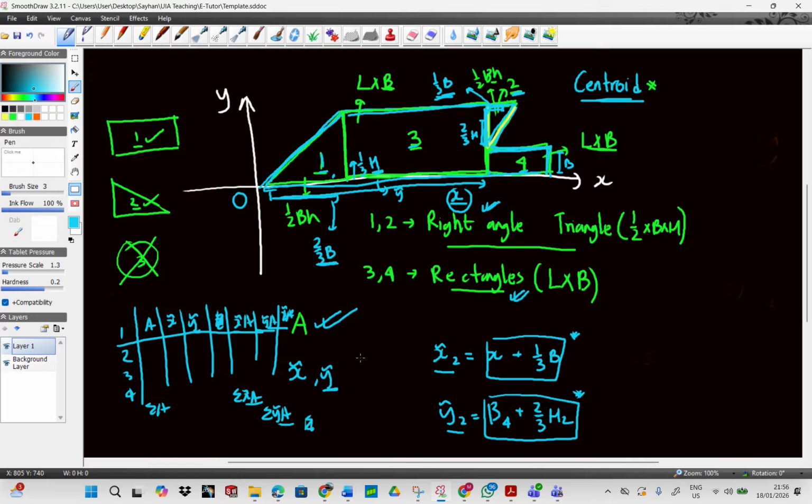And then you can easily find your x bar and y bar. You remember your x bar is just simply summation of x tilde a over summation of a, and your y bar is just summation of y tilde a over summation of a. Is it clear, guys, so far? Actually, that's why we split a complicated shape into a simple rectangle and simple right angle triangle.